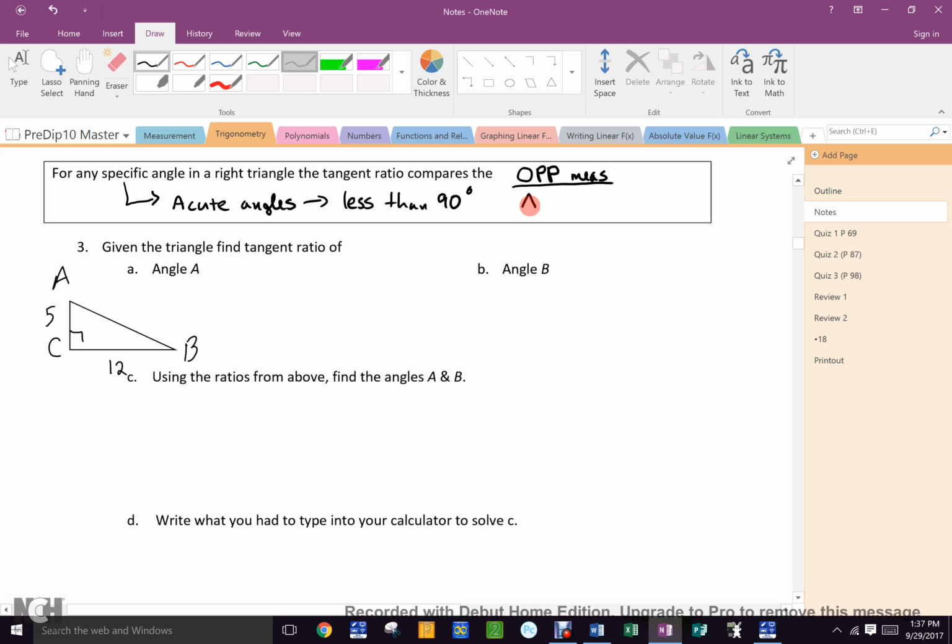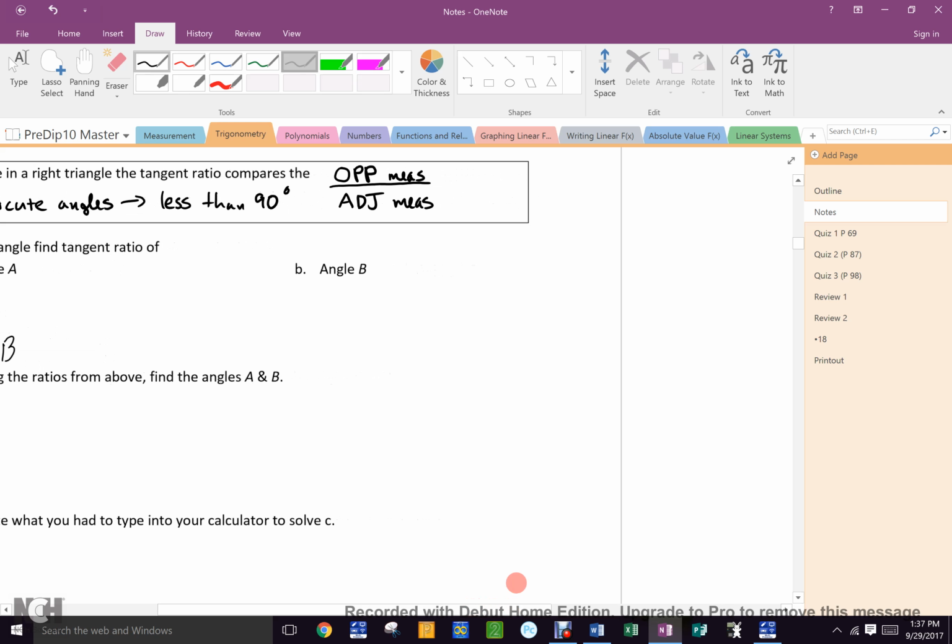And all of you remember this. Hopefully you remember that opposite and adjacent depend on location. Right? I reminded you when we revisited Pythagoras that we will not be using the word across anymore. We will be using the word opposite.